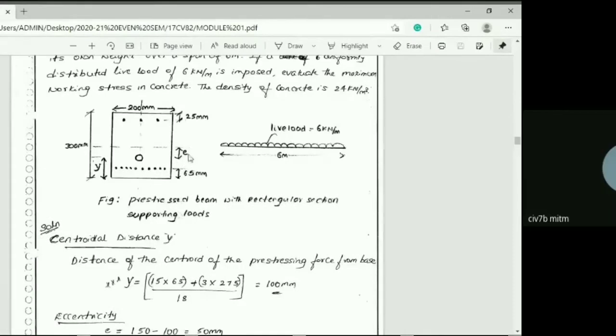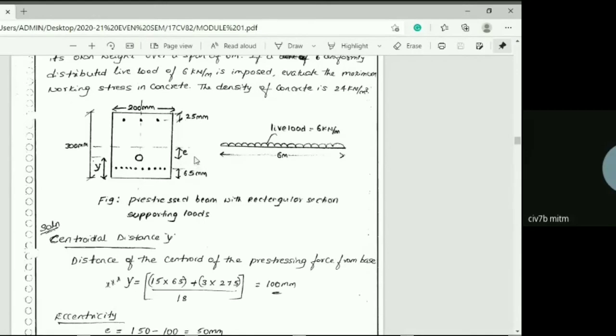So first, in order to calculate the pre-stressing force, where exactly I need to induce the pre-stressing force, I need to go with eccentricity. Since he has not given the eccentricity, we already know that eccentricity is defined as the distance between the centroidal distance of the pre-stressing force induced through the tendon and the centroidal distance of the section.